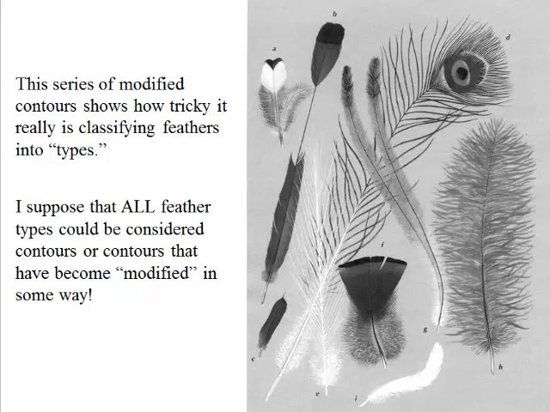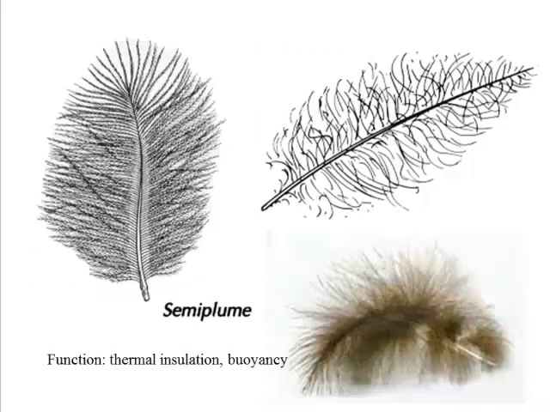Then you can go on and on with different kinds of modified contour feathers. And here's a picture just showing a wild bunch. If you think about it, I suppose all feather types could be considered contours, or contours that have become modified in some way. So, you know, feather types evolve from one another. But most people recognize five categories, so we'll continue to tell you about the other four here.